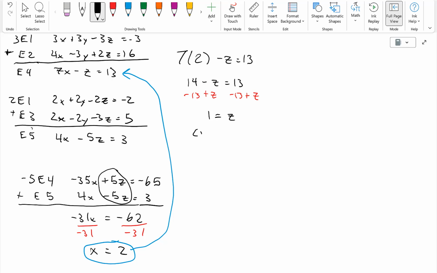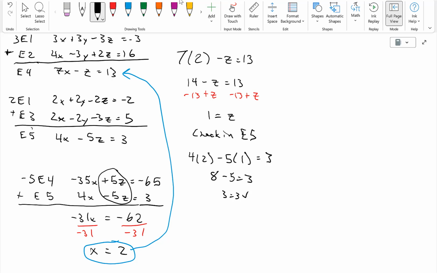So we should check that in the other equation first. Since we used E4 there, we're going to check in equation 5. Hopefully we have x and z here right before we move on. So I get a 4 times 2 was my x, minus a 5 times 1 is my z. We're hoping that's a 3. 8 minus 5 is, in fact, 3. So it looks like we're on the right track.